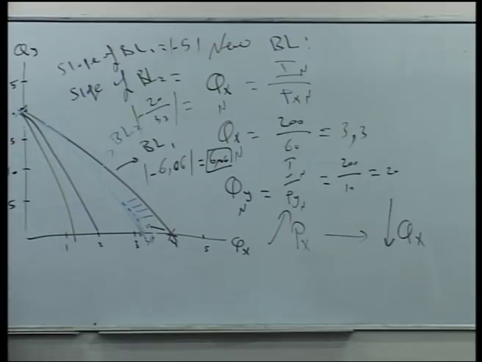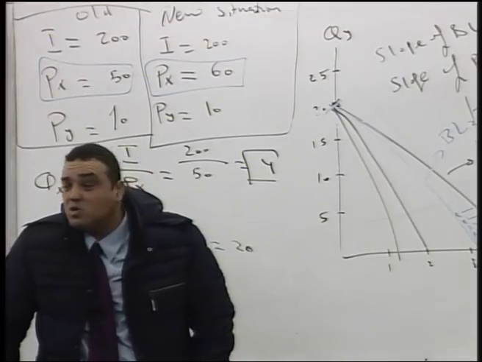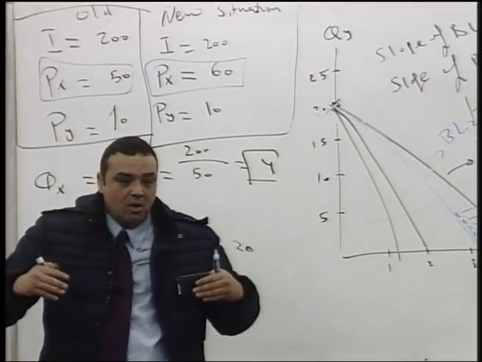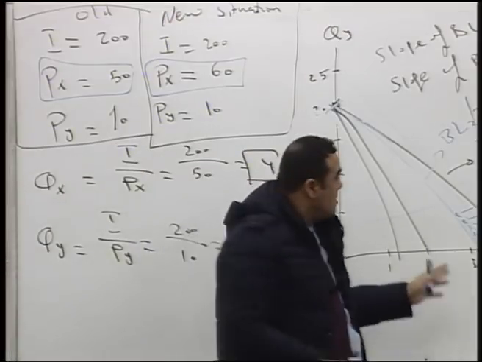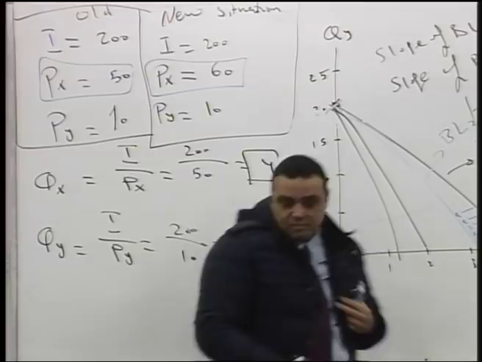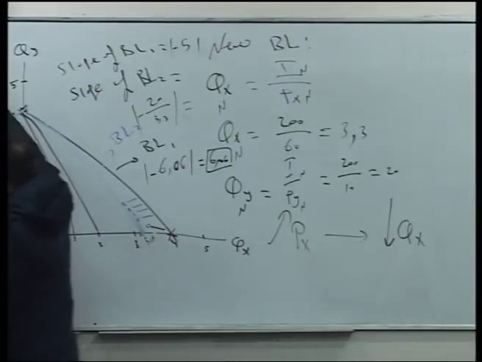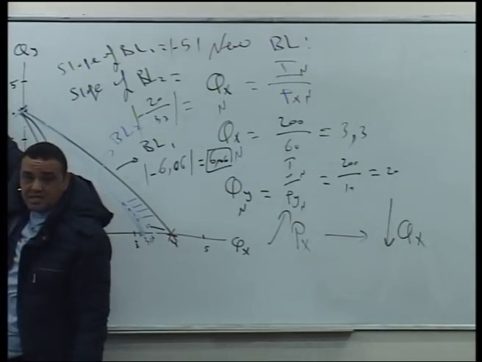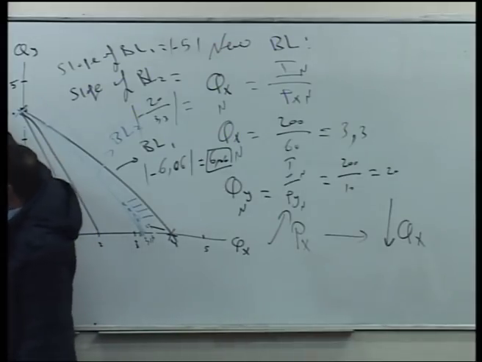Right? Okay? Now, what will happen if the price of X goes down? Ceteris paribus means all other variables remain constant without any changes. What happens? So here let us assume that the consumer's income remains constant, and the price of X goes down to 25.